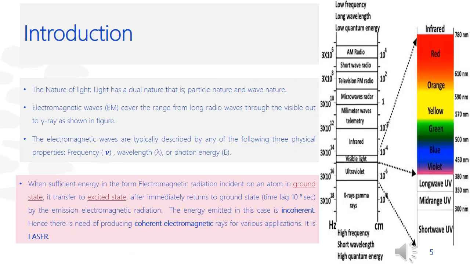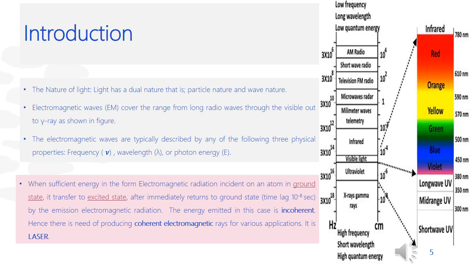As you know, light has a dual nature, as a particle and as a wave. Light is an electromagnetic wave that covers the range from long radio waves through the visible out to gamma rays, as shown in the figure. These electromagnetic waves are typically described by any of the following three properties: frequency, wavelength, and photon energy.